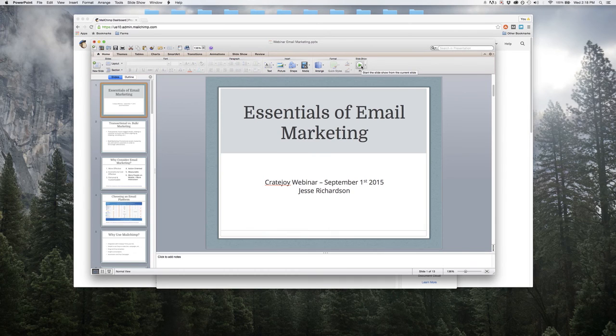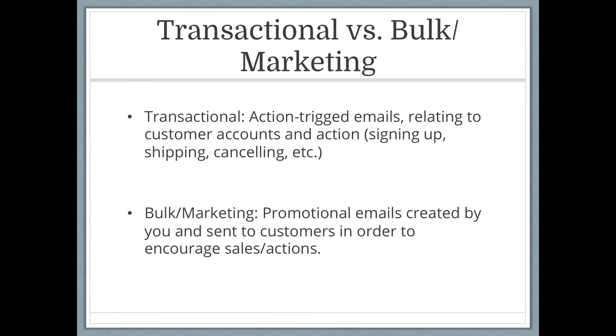Okay, so as a part of this webinar, we are focusing on one specific type of email marketing. And that form of email marketing is specifically bulk marketing promotional style emails. There's a difference between transactional emails and bulk and marketing emails. Transactional emails are specific action-triggered emails relating to customer accounts and actions that they take, such as signing up, shipping of boxes, canceling, renewal notices, those types of actions. These transactional emails are emails that you'll be able to find in your Cratejoy dashboard when you go to notifications in Cratejoy, which we'll explore a little bit later.